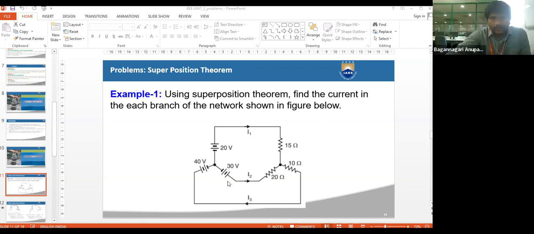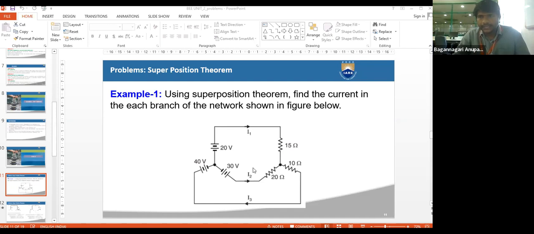Since you have all the, how many sources do we have in the circuit? We have 3 sources in the circuit, namely 20, 30 and 40, right? So what has to be done while applying the superposition theorem? The procedure is that we assume one source acting alone and the other sources are replaced with their internal resistances. Since these are voltage sources, we replace them with a short circuit, right?